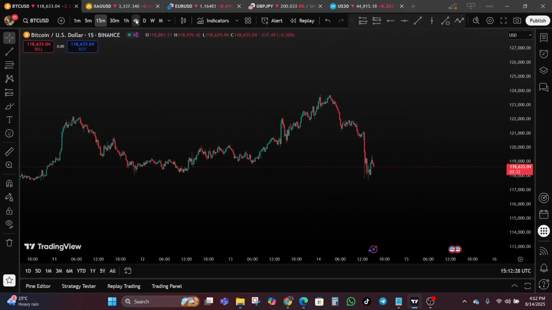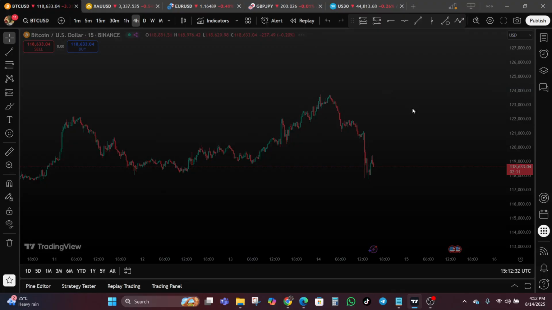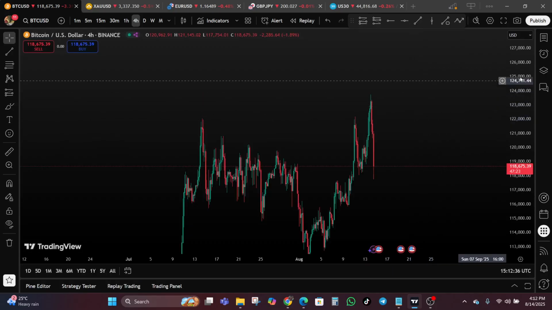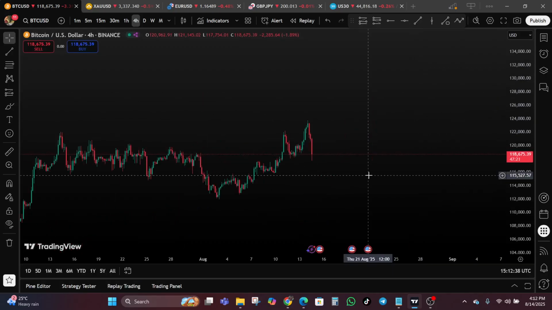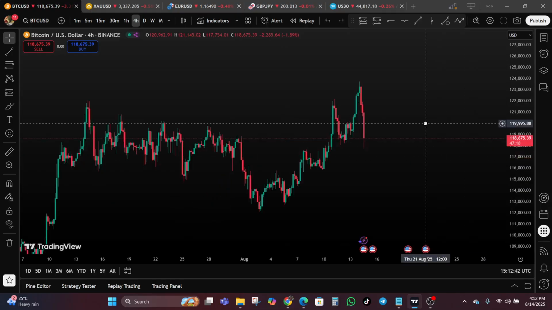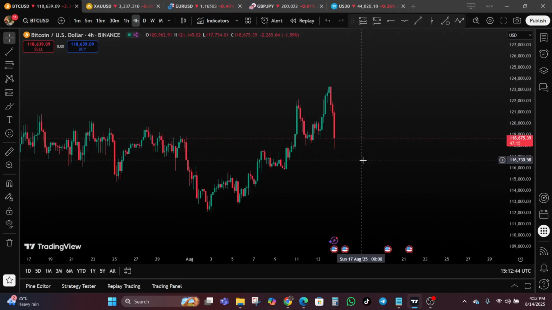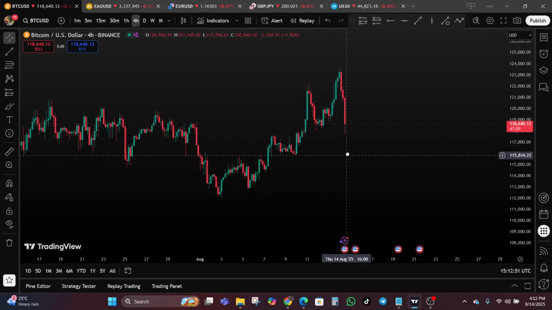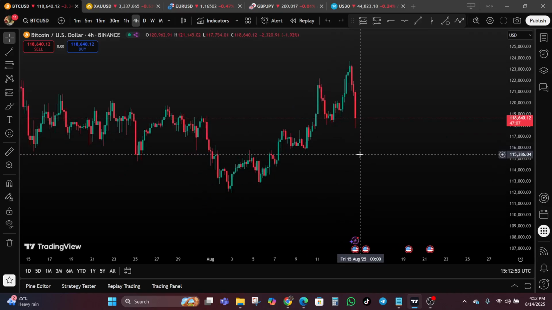Now, in case you were not familiar with the concept of order blocks, you need to first of all understand what order blocks are, right? Basically, an order block is a specific price zone where institutional traders or big market players have placed a large number of buy or sell orders. In crypto, these zones create strong price reactions.